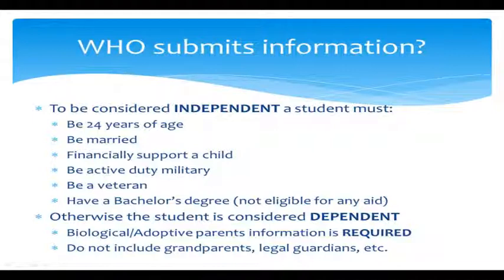If a student has a legal guardian other than the parent, if grandparents are raising the student, they just need to talk to us about that. But the only other person but the student and their spouse whose information you would include would be the parents. You would never put grandparents' information or a legal guardian's information on the FAFSA.